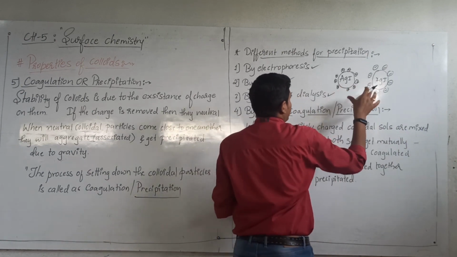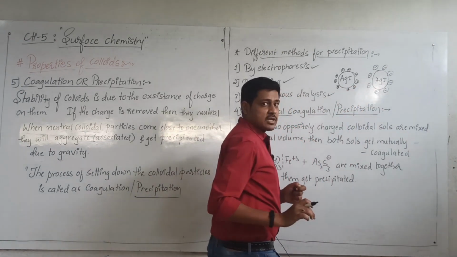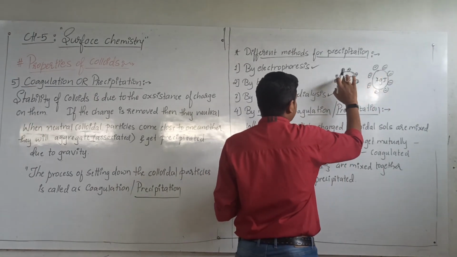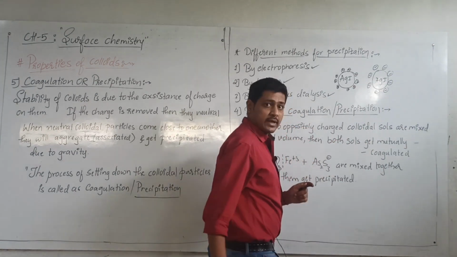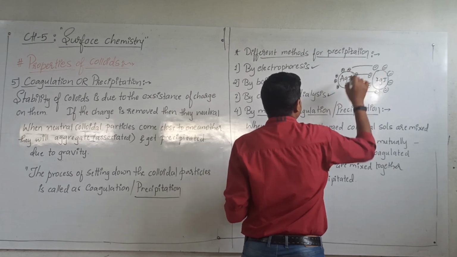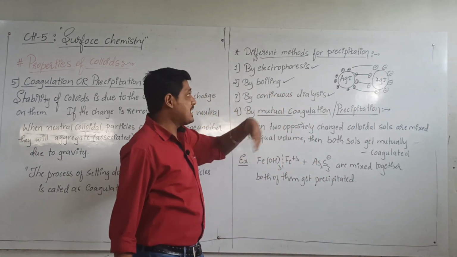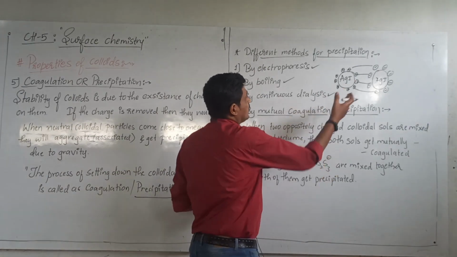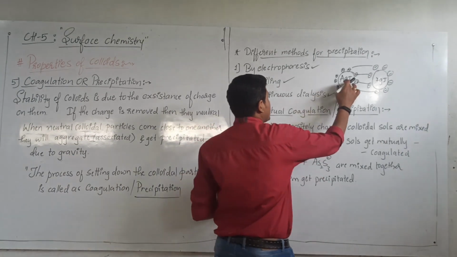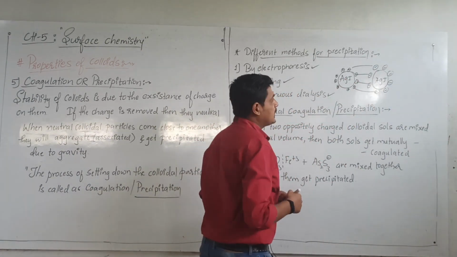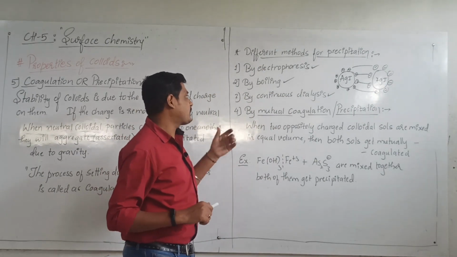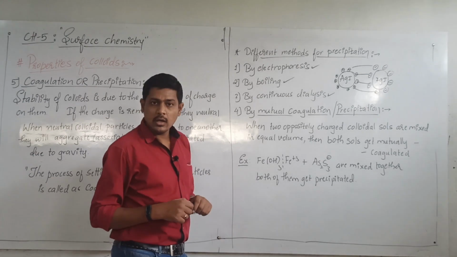Okay, so when I mix positively charged silver iodide and negatively charged silver iodide in equal volume, both of them will attract each other, and in that attraction, the adsorbed ions will get combined, and again the colloidal particles will lose their charge. And what will happen? These two silver iodides will get associated, and they will get precipitated. So this method is called mutual coagulation or precipitation.